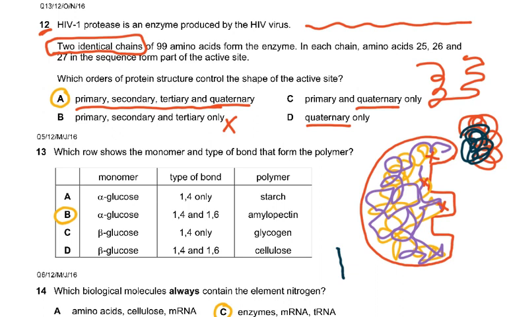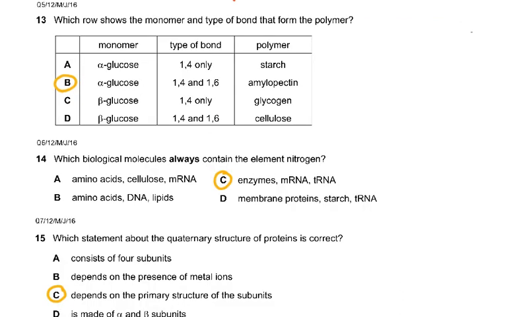Then coming to question number 13. Now, which row shows the monomer and the type of bond? Monomer and type of bond that form a polymer. So everybody knows alpha is only in starch and glycogen. So beta is only in cellulose. So there was always some sort of thing which you had to understand.